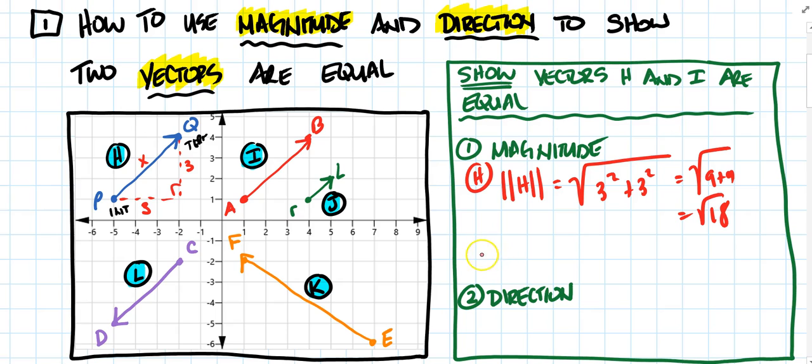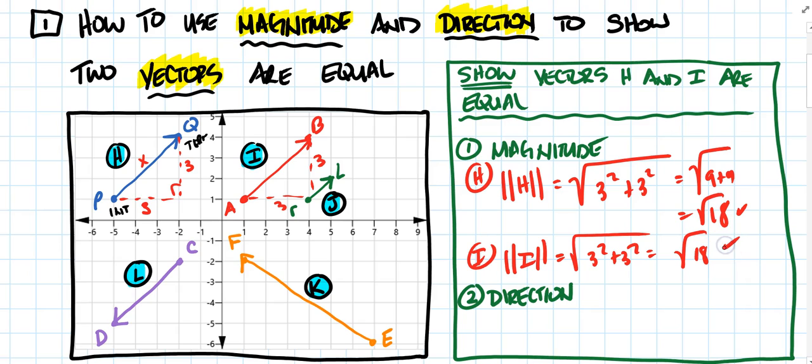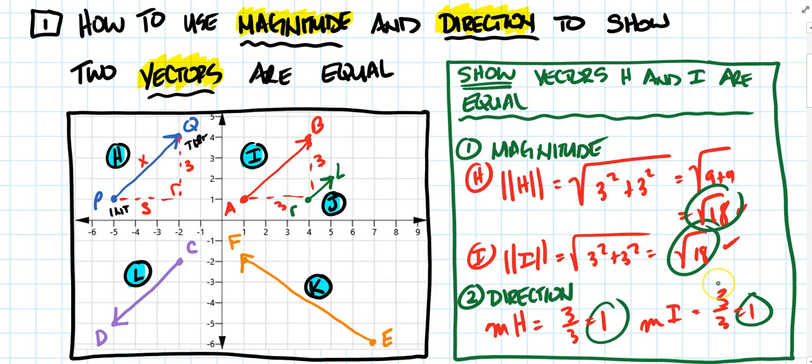Let's take a look at vector i. The magnitude, again denoted by 2 vertical bars, is just going to be the square root of, well, go ahead and draw that same triangle. That's 3 units, that's 3 units. So 3 squared plus 3 squared, and you get the square root of 18. So far we can see that their magnitudes are the same. Now we just take a look at their slope. The slope of vector h is going to be up 3 over 3, which has a value of 1. And the slope of vector i is also up 3 over 3, which is 1. So because they have the same magnitude and the same direction, or the same slope, that's enough to say that the two vectors are equal.